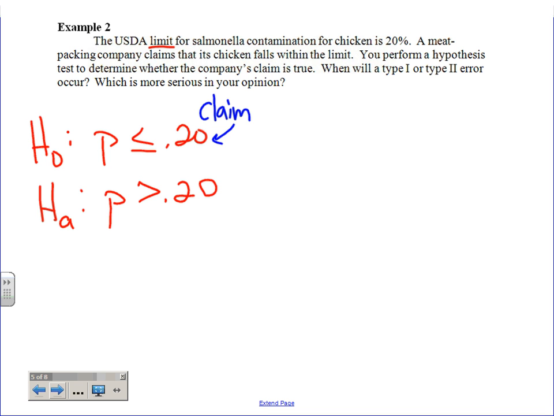When will a type 1 or type 2 error occur? So we're going to explain it. Type 1 error: remember, type 1 is when you reject it. What that means is I went in there and said, you know what, company, sorry, but your proportion is not below 20%. Do you understand that? But they actually were. Is that bad?